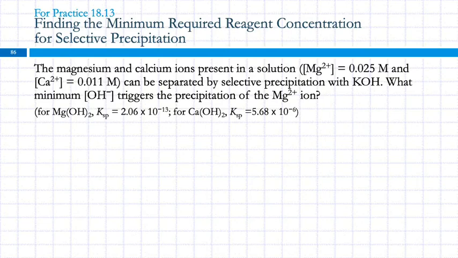So, finding the minimum required reagent concentration for selective precipitation. The magnesium and calcium ions present in a solution, 0.025 molar magnesium and 0.011 molar calcium, can be separated by selective precipitation with potassium hydroxide. What minimum hydroxide ion concentration triggers the precipitation of the magnesium ion? And we're given KSPs for both compounds.